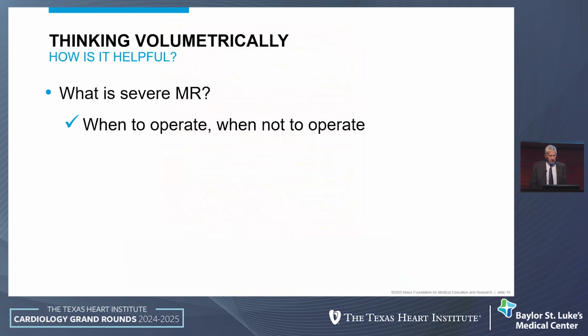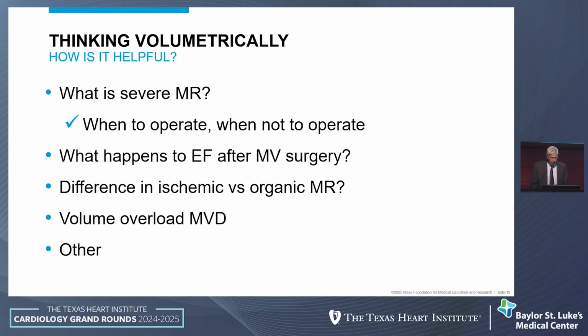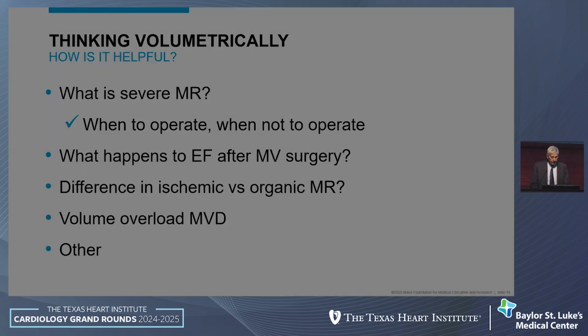So, the topic is volumetric assessment of valvular regurgitation. How is it helpful? Well, it can help you understand what's severe and what's not severe. It can help you understand when to operate and when not to operate. And why is that important? It can help you tell what happens to the ejection fraction after mitral surgery, helps you understand the difference between ischemic and organic mitral regurgitation, and volume overload due to multivalvular disease, and a few other things if we have time.